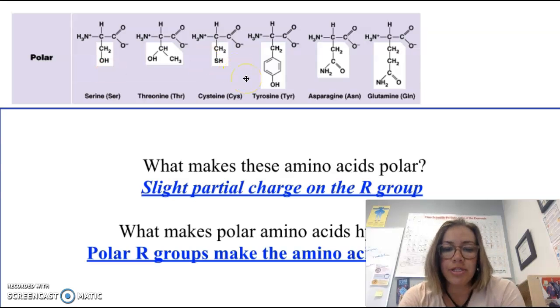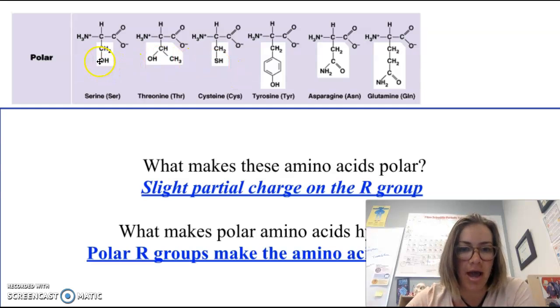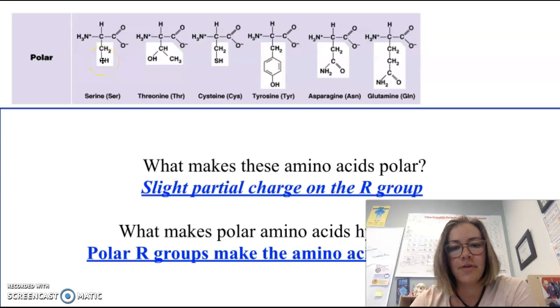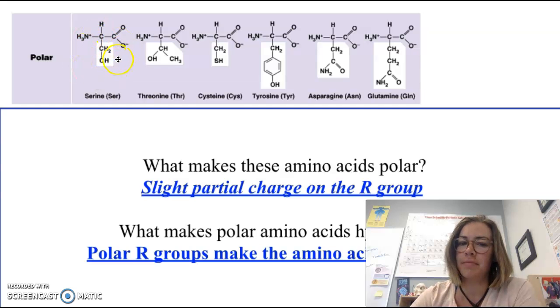The polar side chains have a slight partial charge on the R group. What makes polar amino acids hydrophilic? It's that slight charge. Oftentimes, not every time, what causes that slight charge is an oxygen atom. So when you're trying to identify if something has a slight polar charge or not, you're going to look for an oxygen atom, and then you're going to look, is there a charge on that side chain oxygen atom? Make sure that you're not mistakenly looking at this, because that's part of the carboxyl group. That's not a part of the side chain.